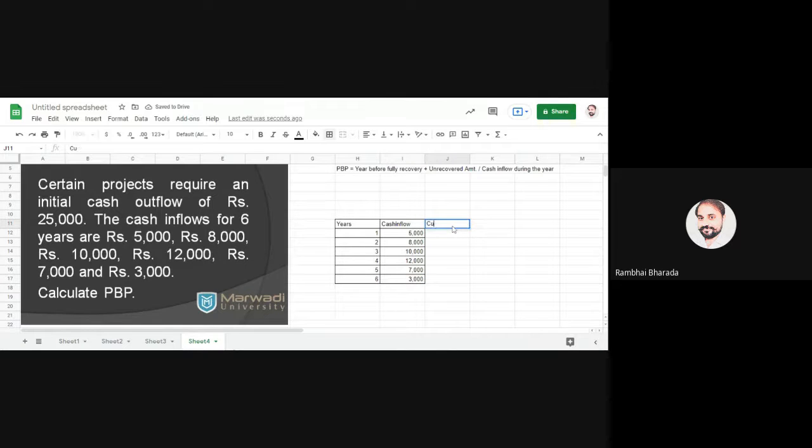Now the next one is cumulative cash inflow. Cumulative cash inflow means sum total. In the first year we have 5,000. In the second year we have 8,000, so 8 plus 5 means 13,000. 23,000 in the third year, 35,000, 42,000 and 45,000. Are we clear up to this?